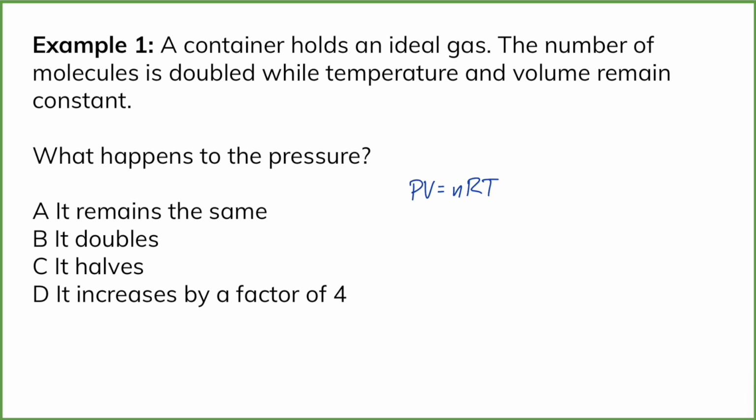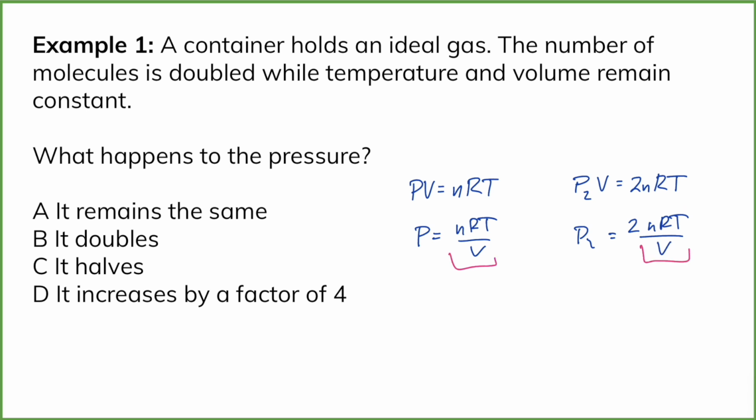And then if I double that, I know I have some new pressure. I'm just going to call it P2. It says the volume remained constant, so I can use the same variable. The number of moles is doubled, so that's going to be 2n. R remained constant, and T is constant. So what I can see here is that pressure in the initial one is nRT over V, and P2 is 2nRT over V. And I can see that this is the same as this. So I can replace that with P. So I know that the new pressure is 2 times the original pressure. So the answer is B, it doubles.